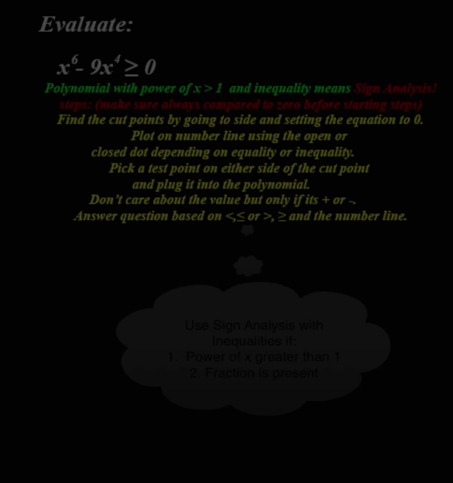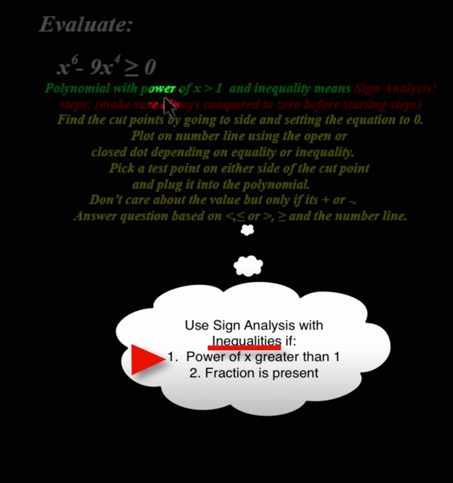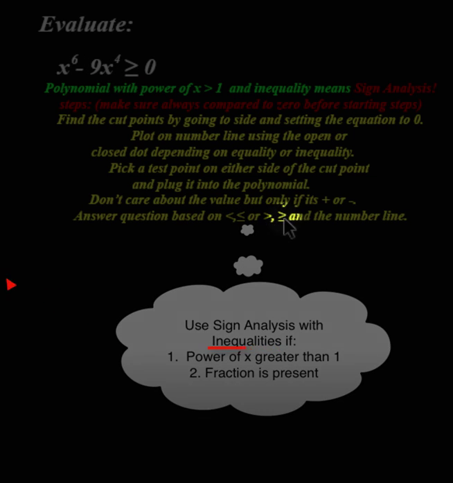Today we're going to be going over the concept of evaluating this inequality. Anytime we have a polynomial with a power of x greater than 1, here we have an x to the 6th and an x to the 4th, both of these are greater than 1, and we have one of these inequalities, whether it's less than or equal to, greater than or equal to, or greater than.